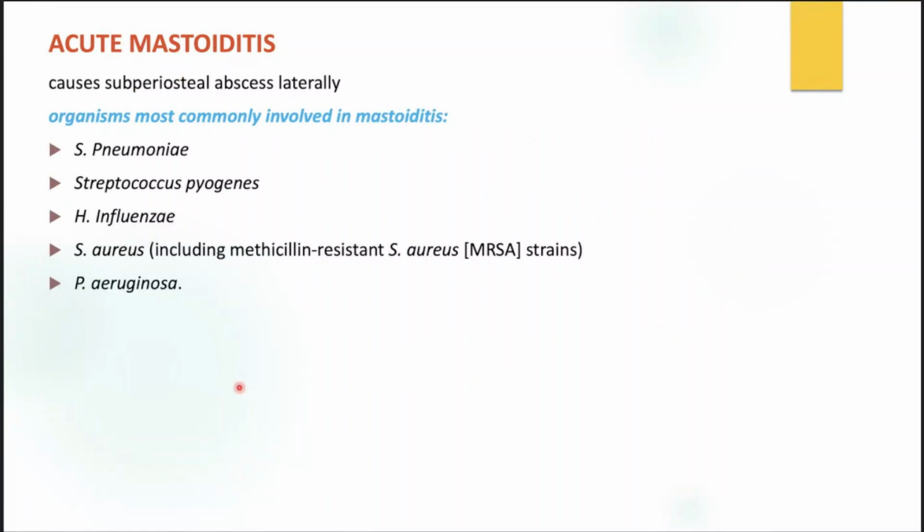Here are some of the causes of acute mastoiditis: Streptococcus pneumoniae, Streptococcus pyogenes, H. influenzae, S.